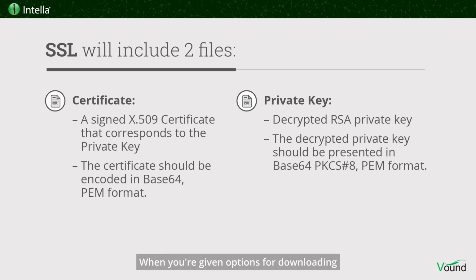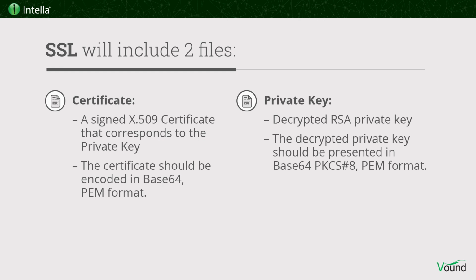When you're given options for downloading your private key and certificate from your SSL provider, make sure to make the right choices. Opt for the RSA certificate in PKCS8 format, encoded in PEM, and ensure that the certificate itself is in X509 format, also encoded in PEM. These specific formats are crucial for the certificate to function correctly.